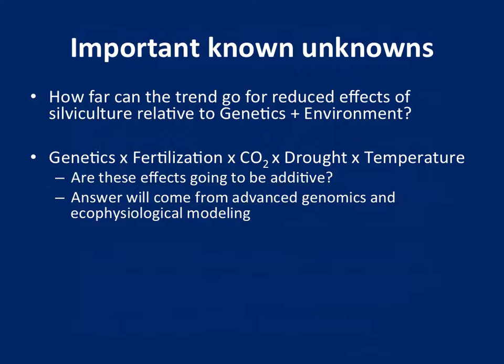And part of that unknown is what really is driving it, and there's breaking it down into a study design would mean some sort of genetics by fertilization, past fertilization, by increasing CO2, by drought and temperature, which is a study that will never happen in any of our lifetimes. But it's important because we need to know whether these are additive, whether they're directly affecting one another, or whether they're interacting with one another. And the only way we're going to get close to answering that is through advanced genomics and, again, this modeling effort.